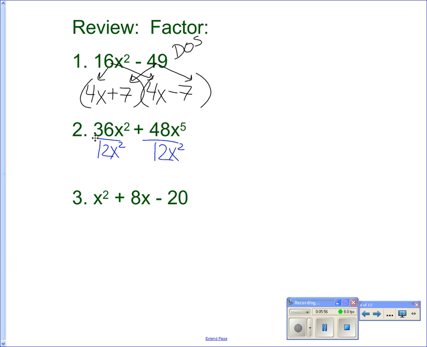What's the next step I do on that? I do DS, so I divide my big numbers and subtract my little ones. What's 36 divided by 12? And what happens to x squared and x squared? Plus, what's 48 divided by 12? And x to the 5th, x squared, I subtract my little numbers, that gives me... What's the last step I have to do? And what goes out front?